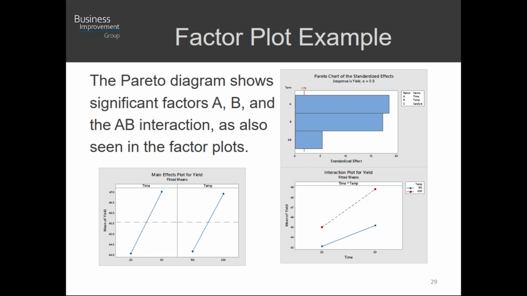Now, we say that there's no interaction if these lines are perfectly parallel. If they intersect, we say that there's a strong interaction. Now, in this particular example, they don't intersect. But you could see where they eventually would on the low side, right? Eventually they'll intersect. And that's why in the Pareto diagram, that interaction AB is showing that it does have an effect, right? The interaction is significant.